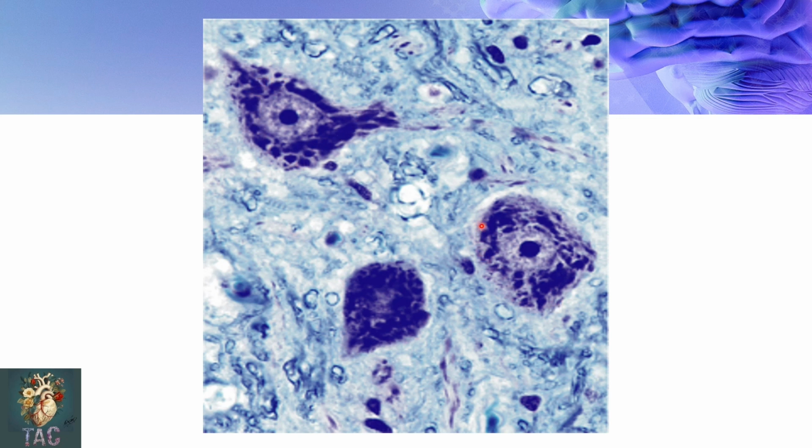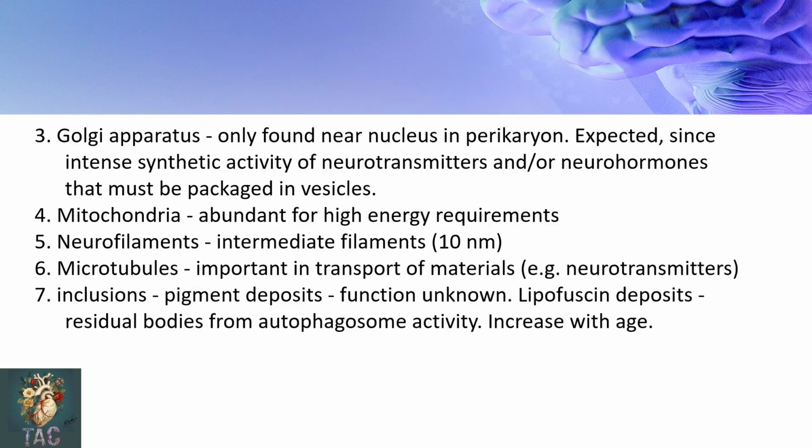This is another section of the neuron in which you can also see the nucleus with the nucleolus and the Nissl granules are present, and these are the smaller nuclei, which may be the nuclei of the glial cells, which are present in the substance of the nervous tissue.